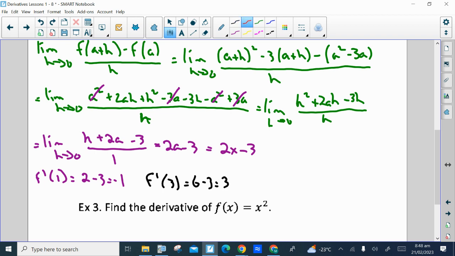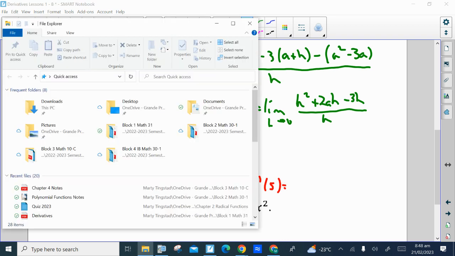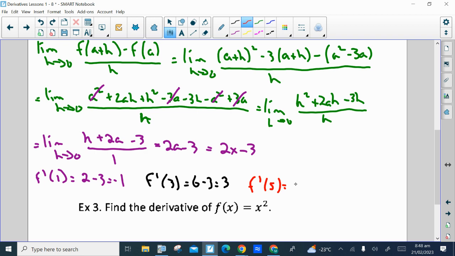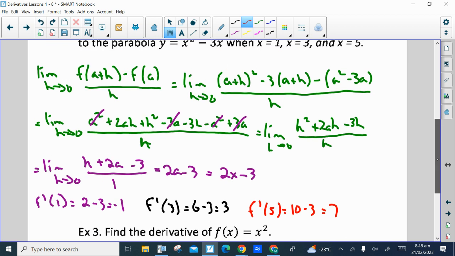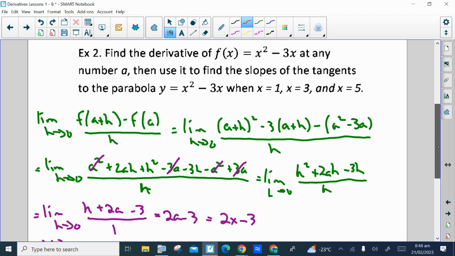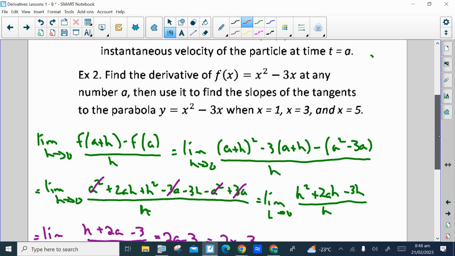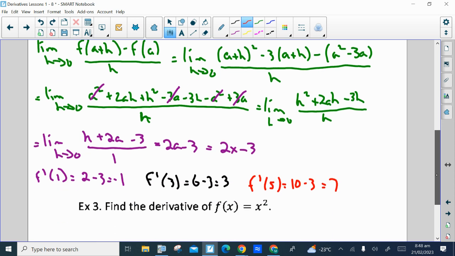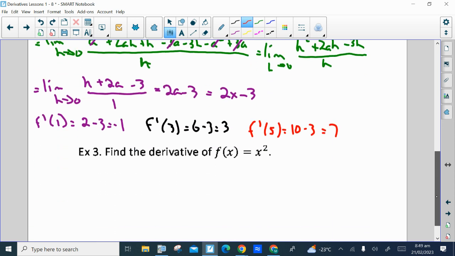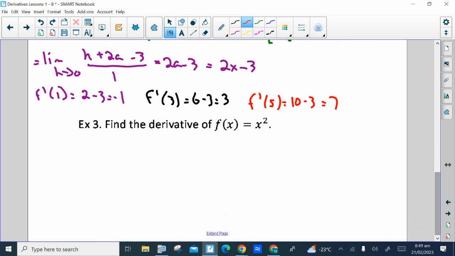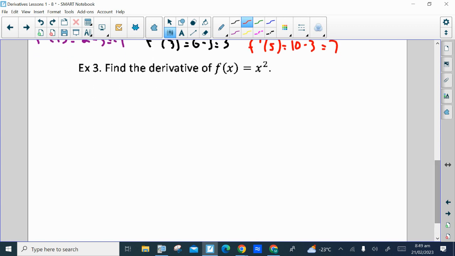And finally, f prime 5. Two times 5 is 10. Take away 3 is 7. So that would be the slope of the tangent line at the point where x equals 5. So again, what we've seen is that if f at x equals x squared minus 3x, the derivative is 2x minus 3. So now let's do the same thing for the function f at x equals x squared.